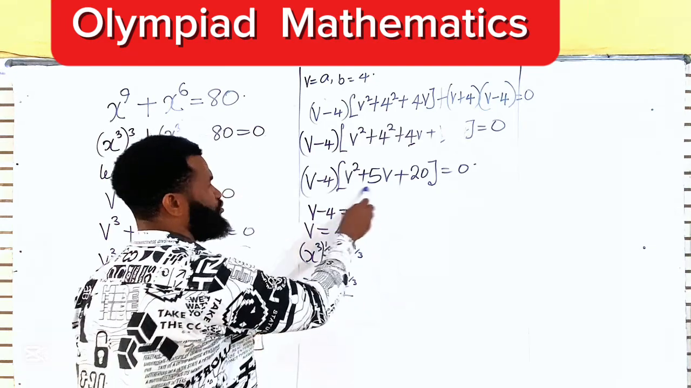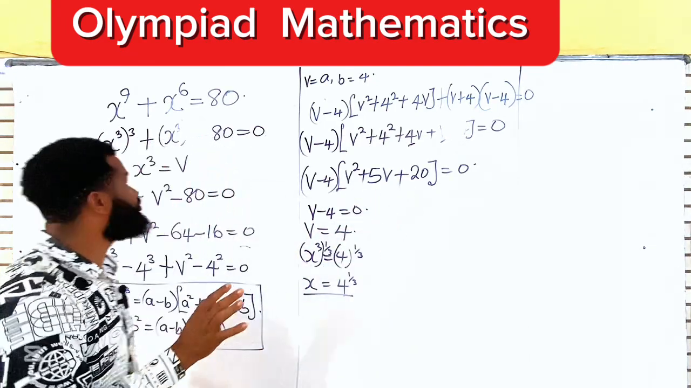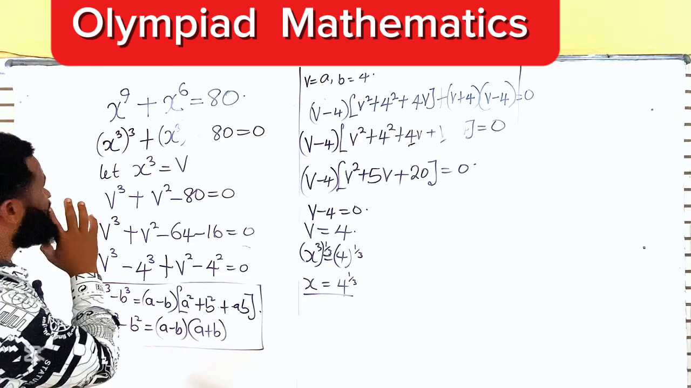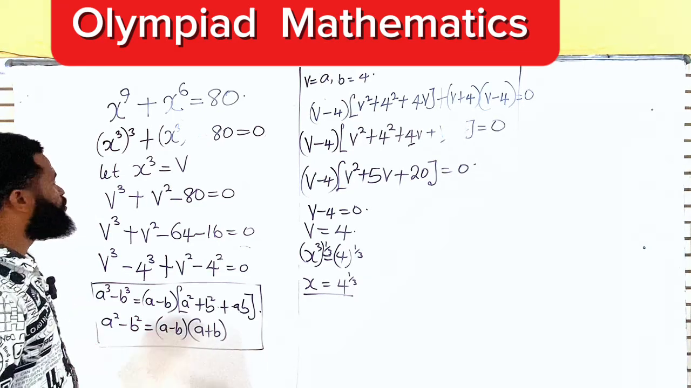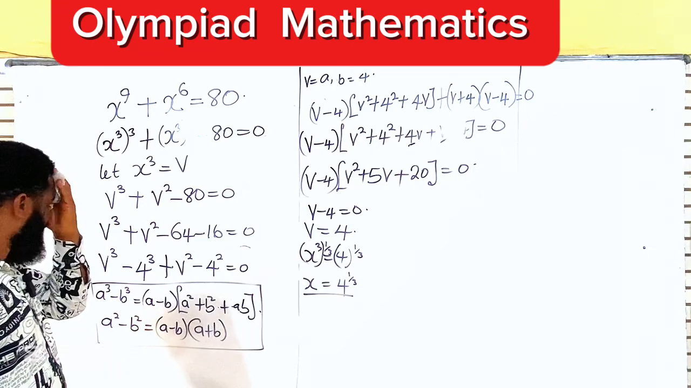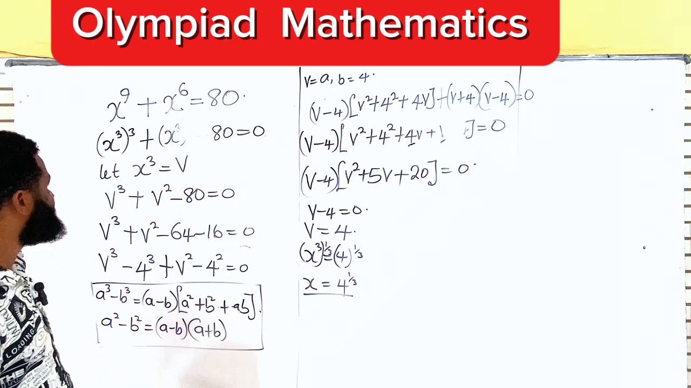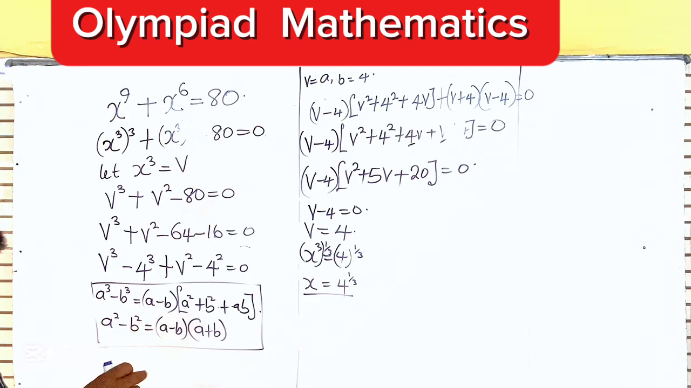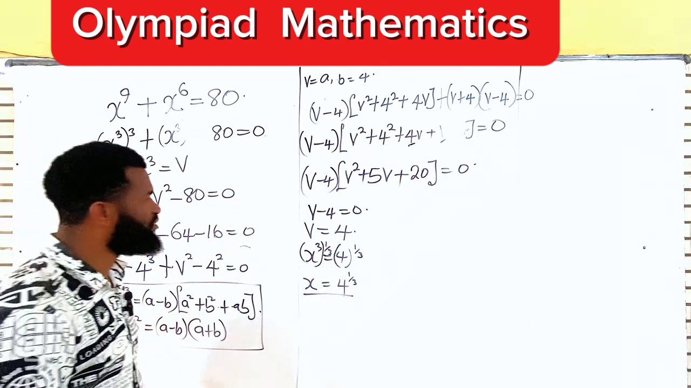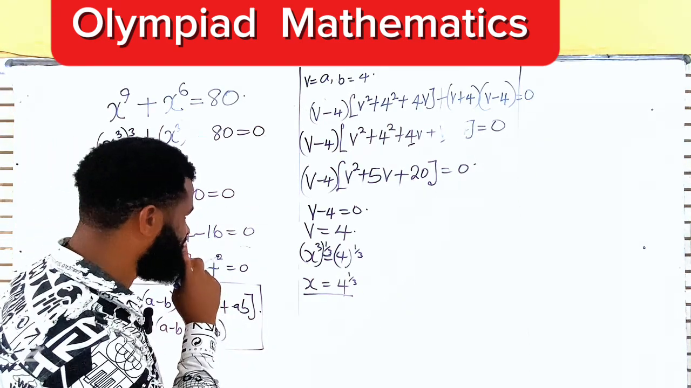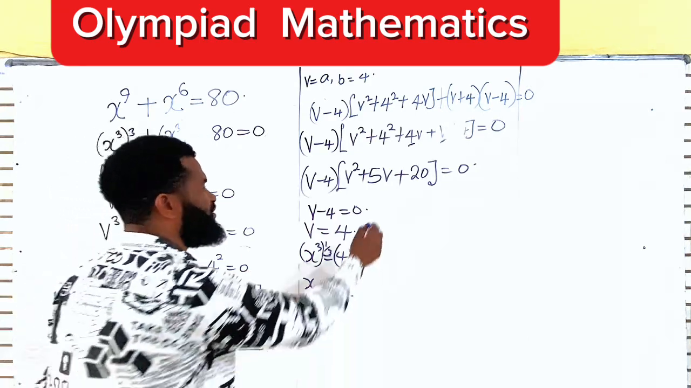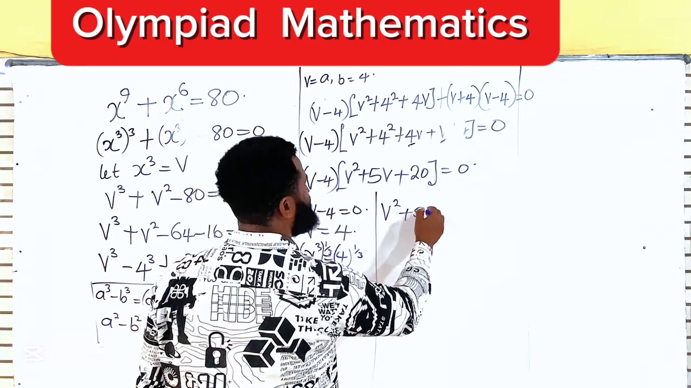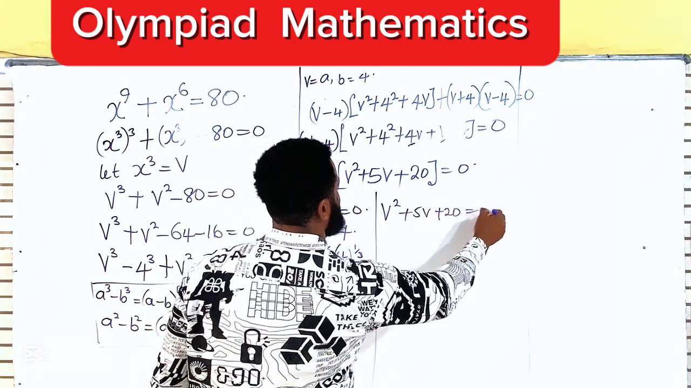Now let me look for the other two values, because remember this is cube roots. This is a kind of cubic equation, so I am expecting to have at least 3 answers. All right, so let's keep going. Let me get to this part whereby I have V squared plus 5V plus 20 equal to 0.